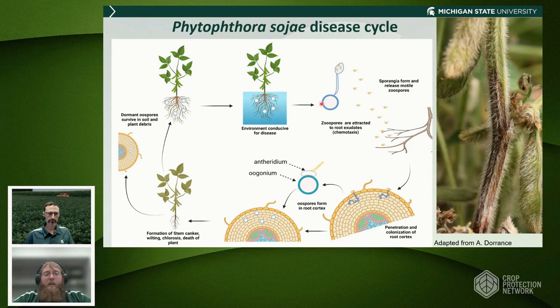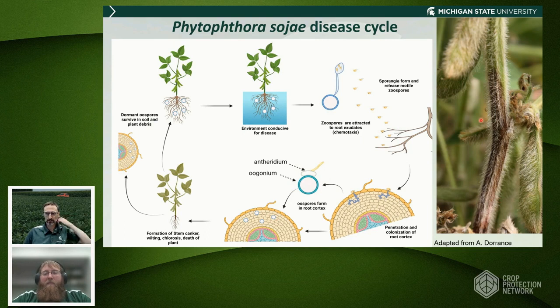Those oospores will germinate either into hyphae or into what's called a sporangia, which contains many of these small motile spores called zoospores. They have small flagella or tails on them that allow them to swim through water, and they're attracted to soybean roots. They will swim towards the soybean roots, attach themselves, and then start infecting and colonizing those roots. During that infection and colonization process, you'll get the formation of new oospores, as well as starting to get some of those symptoms that we typically start to see in the field.